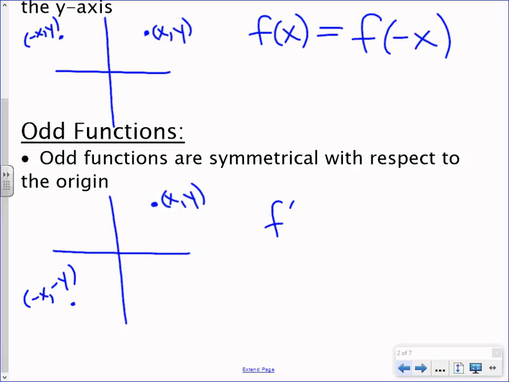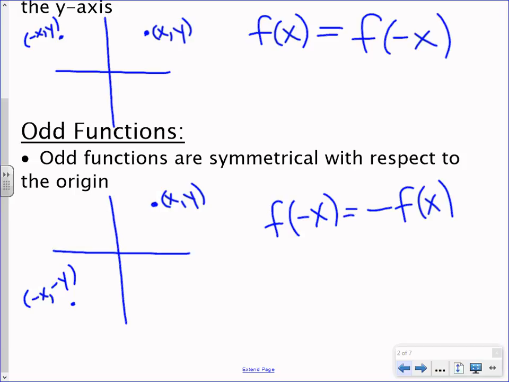If we plug in negative x into our function, then we get out the same y value as f of x, except it's negative. So here's our negative x and our negative y. See that? If we plug in negative x to our function, we're getting the opposite of the y value we got before. So that's our algebraic definition there.